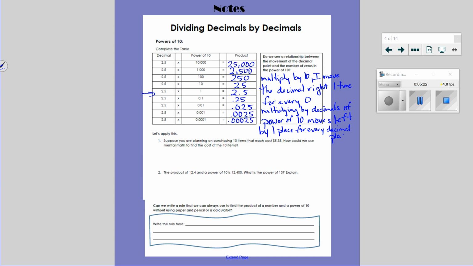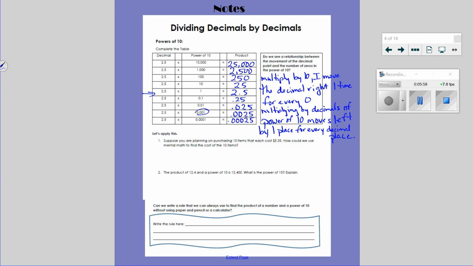So I apologize, we just got new smart boards. You can't necessarily see this at home because you're seeing our main board, but our side boards, the picture's not coming through quite as clearly. So I'm going to say it again. Multiplying by decimals of a power of 10, I now move left by 1 place for every decimal place in that power of 10. Meaning, when I multiplied, for example, by 1/1,000, I moved 3 times to the left because there's 3 decimal places. This makes sense.